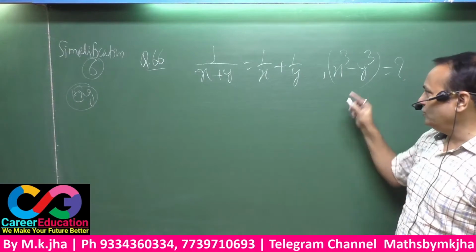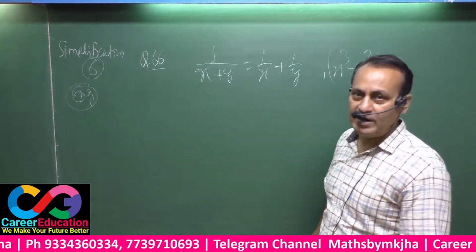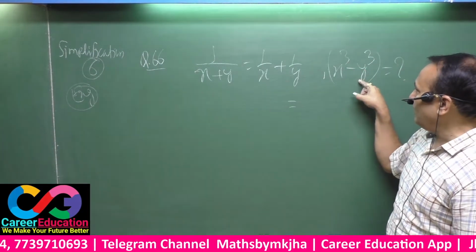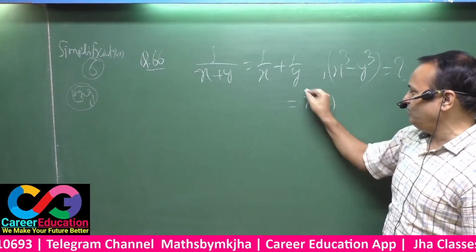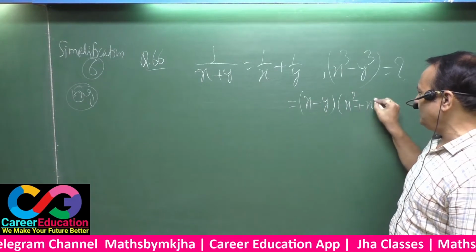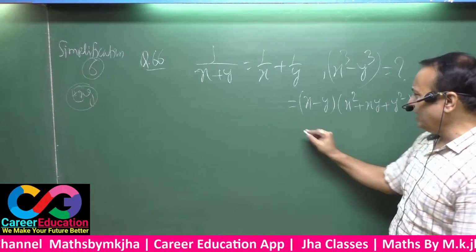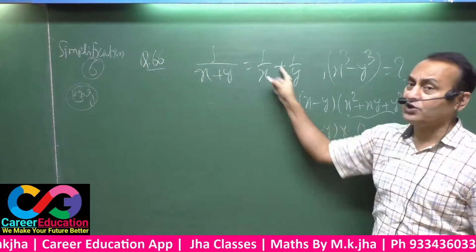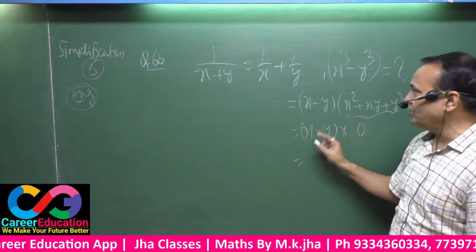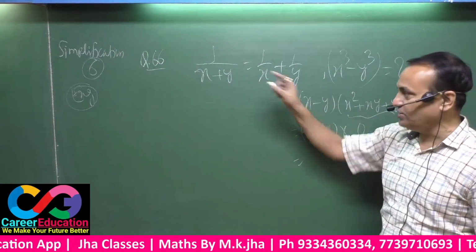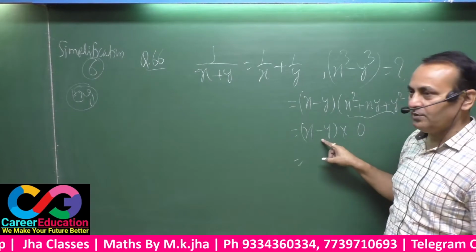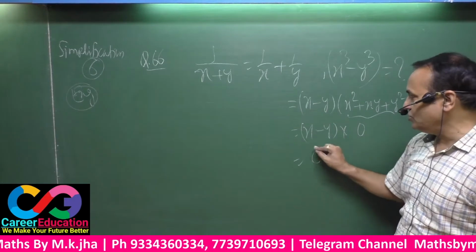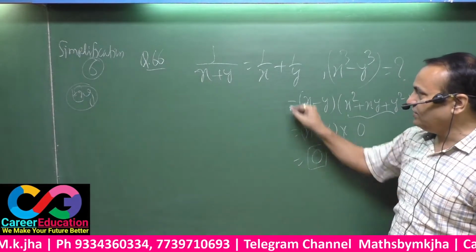That means you will have to apply the formula of a cube minus b cube. See here, a cube minus b cube is (a minus b)(a square plus ab plus b square). Again, this will be x minus y, and the second factor will be 0 after the calculation. That 0 is multiplied with x minus y, and if you multiply anything by 0, the result is 0 itself. That means your answer will be 0.